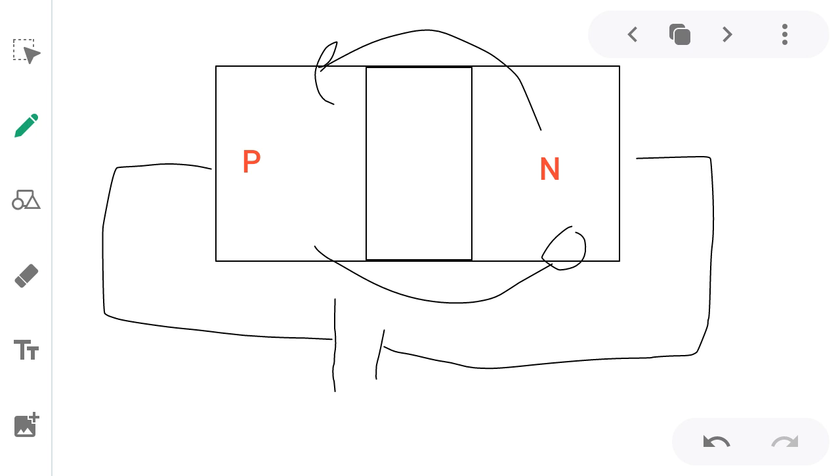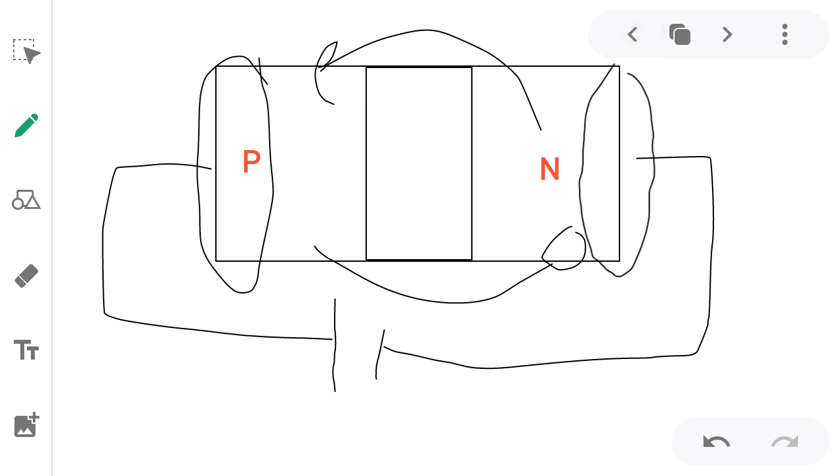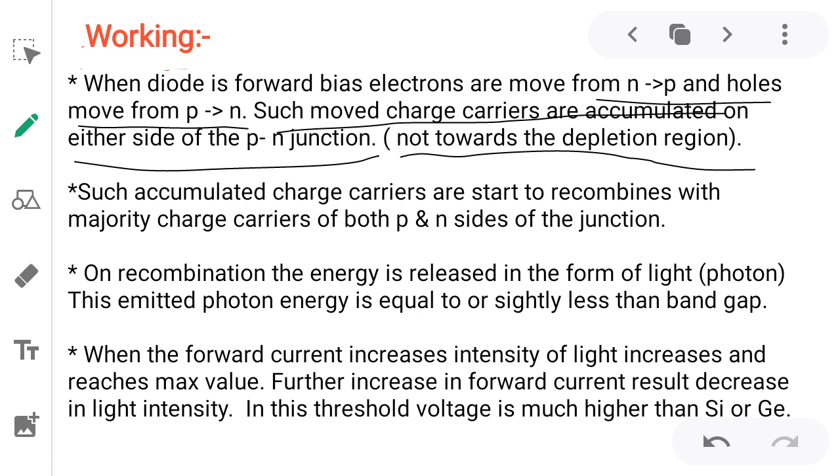Such moved electrons and holes are accumulated on either side of the junction. Now, these moved charge carriers interact with the majority charge carriers of the P and N side. At the P side, the majority carriers are holes. At the N side, the majority carriers are electrons. These incoming electrons interact with the holes and these incoming holes interact with the electrons. The point is that such accumulated charge carriers start to interact with the majority carriers.